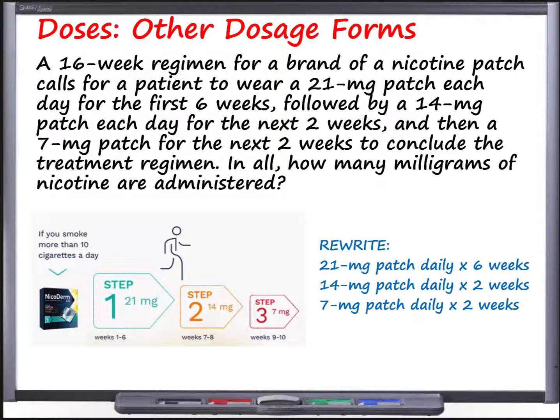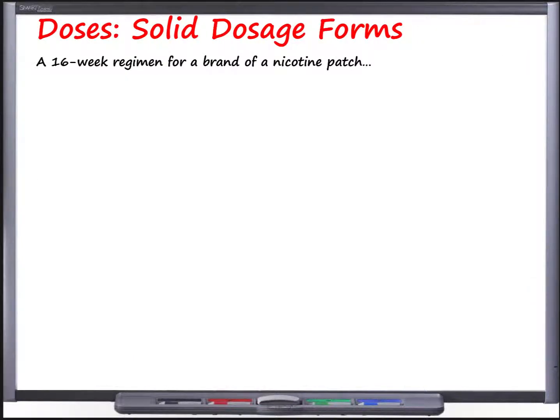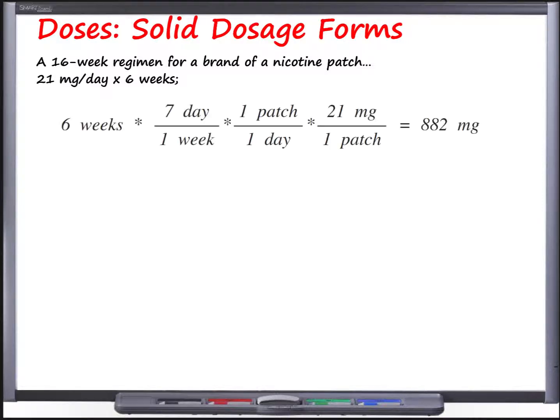But really, rewriting these questions in a way that helps you see the step-by-step process you're going to need for the calculations is extremely important. All right, so let's begin. So what we want to do is calculate this for the entire 16 weeks. So let's start with the fact that we know that we're going to be on 21 milligrams a day for 6 weeks. I'll go ahead and set up my formula here so you can see the math.